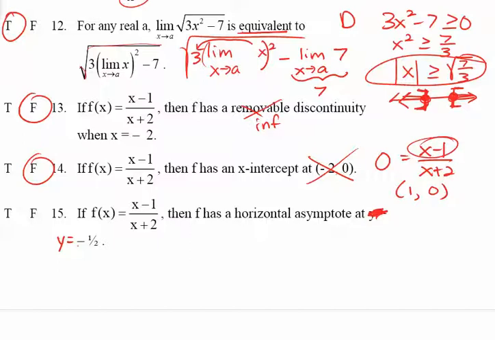So do we have a horizontal asymptote at y equals -1/2? No, our horizontal asymptote when the degrees are equal comes from the ratio of the leading coefficients. So our horizontal asymptote here would be at y equals 1. So that is also false.